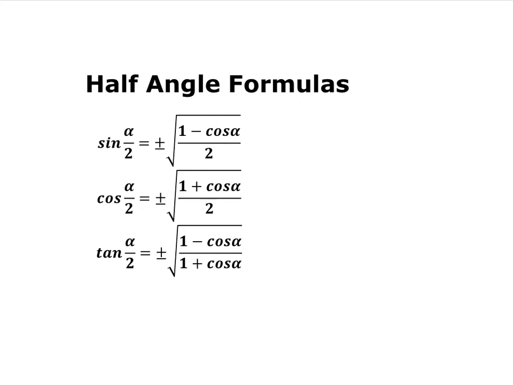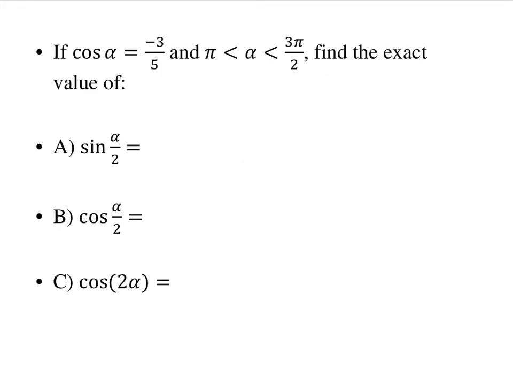So you do have to do a little bit of thinking and think, okay, what quadrant would this angle be in? And in that quadrant, is sine going to be positive or negative? So my example of pi over 12 is in the first quadrant, so would sine be positive or would sine be negative? Well, in the first quadrant, sine's positive, so I'm going to pick the positive answer out of this half angle formula. So now let's try an example.